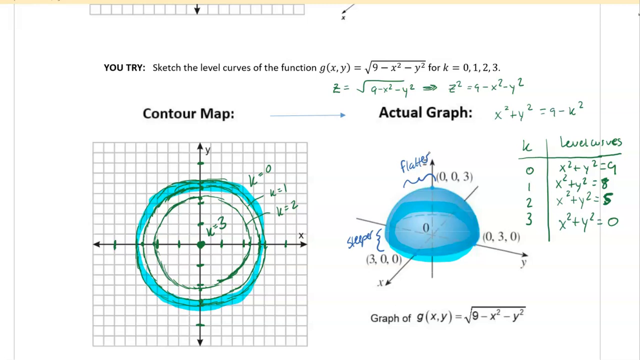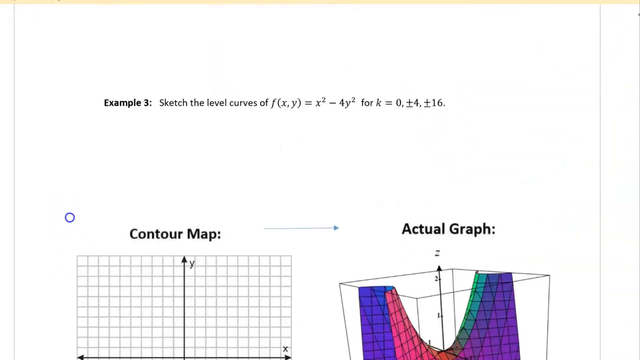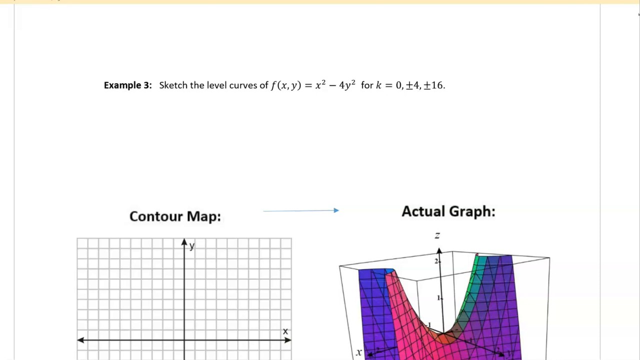Okay, I think we're moving on to the next one. This is where I did leave off for second period. Ooh, sorry. My cat is jumping on my papers.